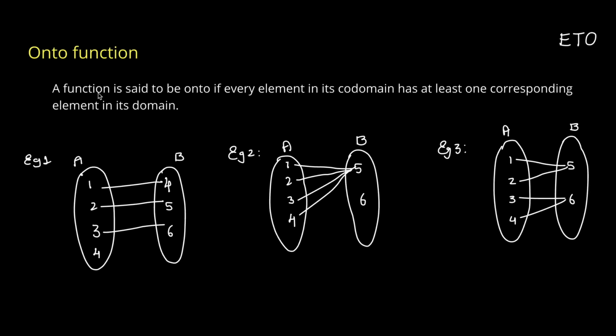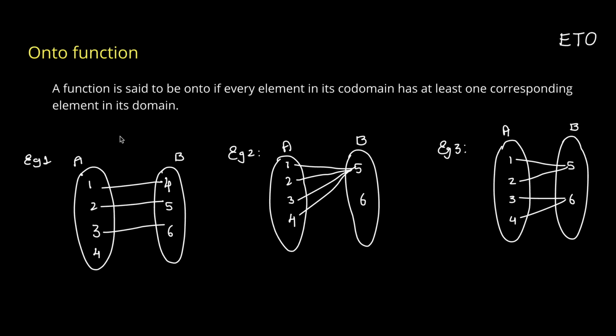Onto function. A function is said to be onto function if every element in its codomain has at least one corresponding element in its domain. Let's solve three examples to understand this statement. In all examples, set A represents domain and set B represents codomain. As per the statement, every element in set B must have connection with set A. Then it is said to be an onto function.